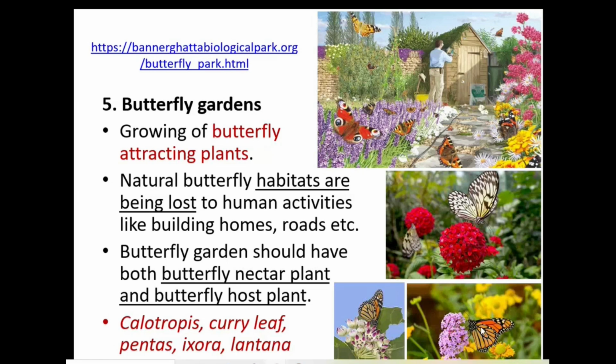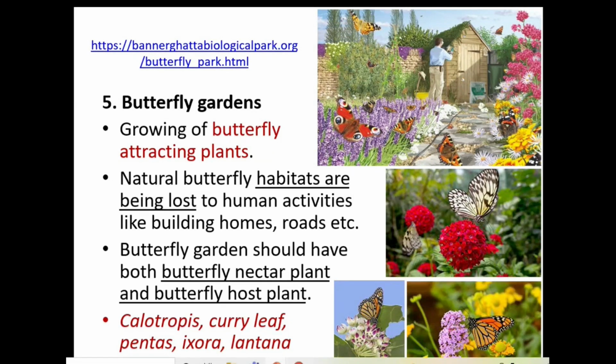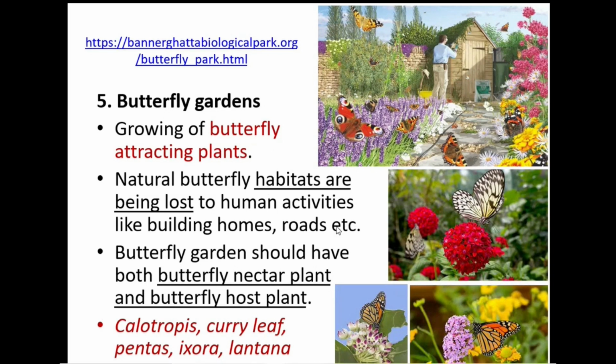Lantana camara is a weed. It grows wild. Even some people grow it as an ornamental plant, but now it has invaded all across the world and is quite problematic. But still, it will support butterflies as a foraging plant. One famous butterfly garden is present in Bangalore, in Bannerghatta National Park.